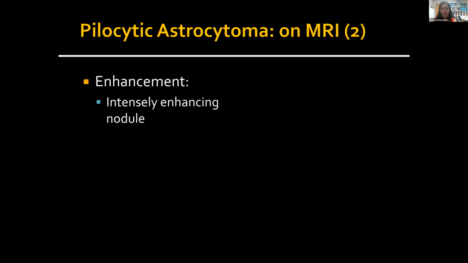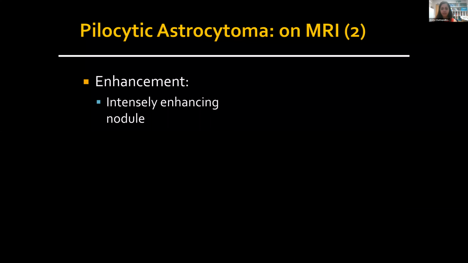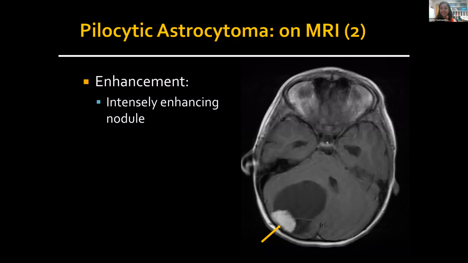So next, let's talk about enhancement. So the textbook definition is that the solid component shows avid enhancement. So here we go with the midline tumour, as well as the hemispheric one, and this is your textbook definition. Now, we all know in radiology that tumours don't always behave as the textbooks describe.